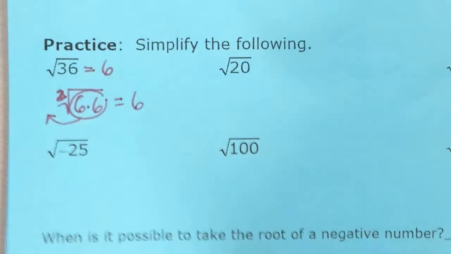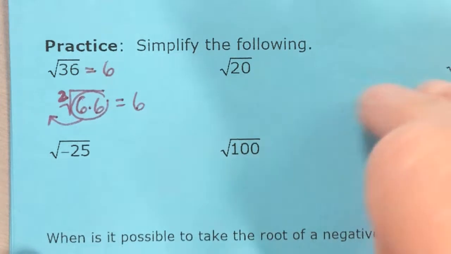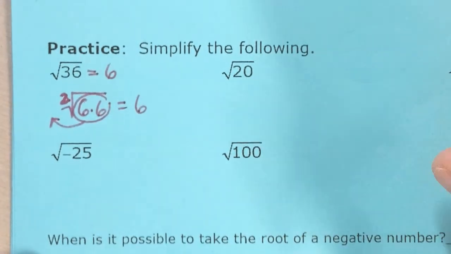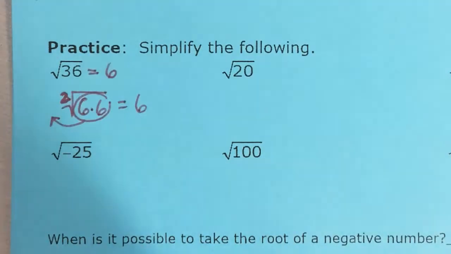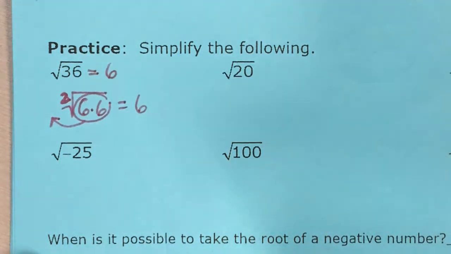Okay? Now, some of you may be saying, Mrs. Deal, it's 6 and negative 6. Well, for our purposes right now, we're only looking at the principal square root. Just for now, because we're learning how to do this, we're only looking at the principal square root. But yes, you're absolutely right. It is 6 and negative 6.